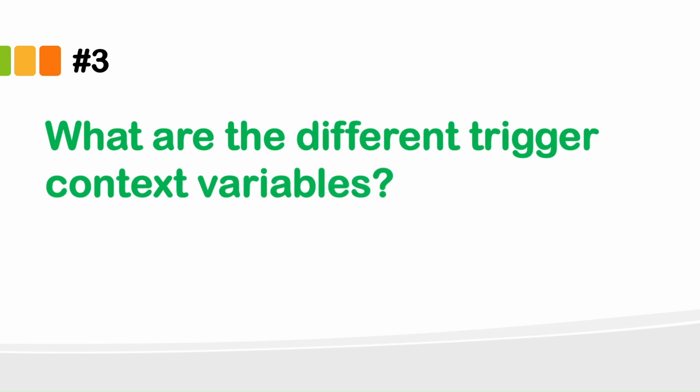The third question is, what are the trigger context variables? The answer is, there are multiple trigger context variables like Trigger.new, Trigger.newMap, Trigger.old, Trigger.oldMap, Trigger.isBefore, Trigger.isAfter, Trigger.isInsert, Trigger.isUpdate, Trigger.isDelete, Trigger.isUndelete, Trigger.isExecuting and Trigger.size.